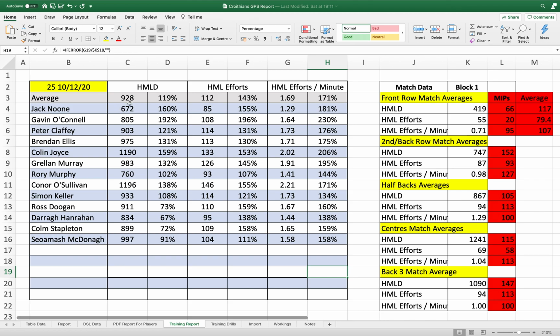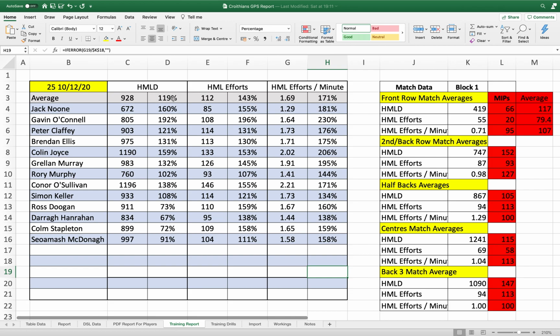So all that's happening is we get the actual number for that player, so this is a prop. So we just divide his HMLD by actual match data, by AIL match data. If this was hurling, it would be inter-county number we're dividing it by. So we're just dividing his number by what we'd expect him to do in a game, and it gives us a percentage. So that tells us that this prop at 160% load of that training session of what we expect him to do in a match.